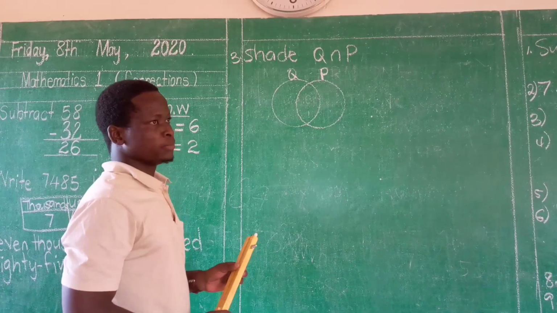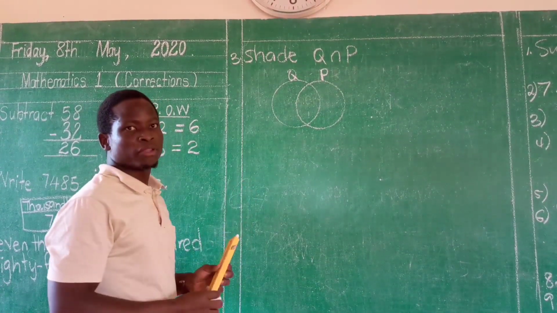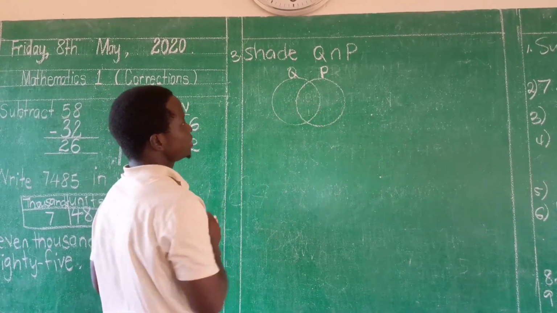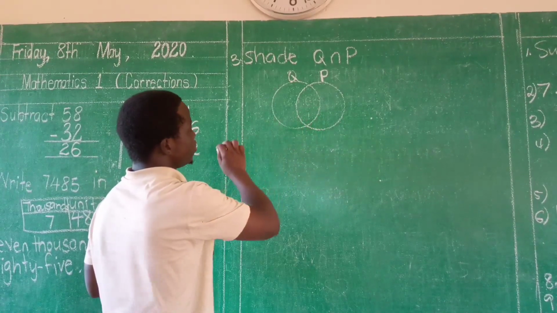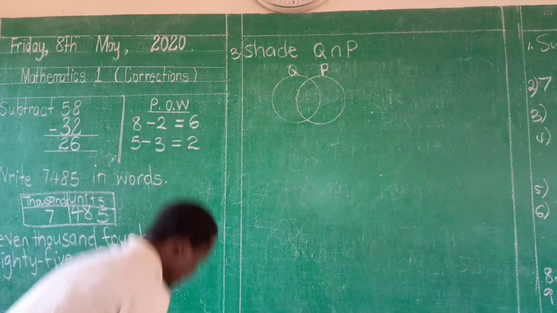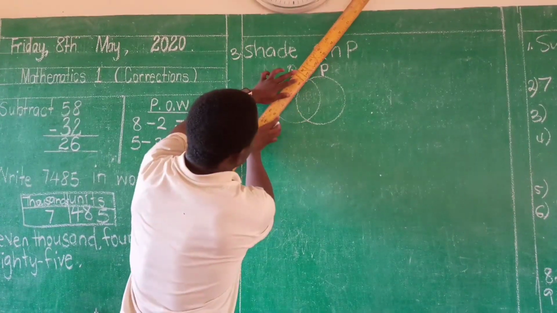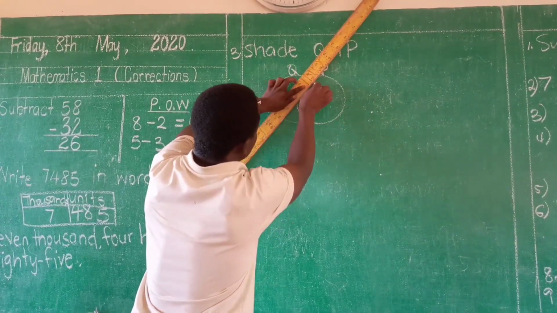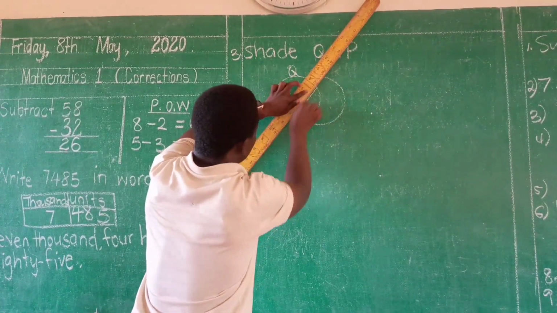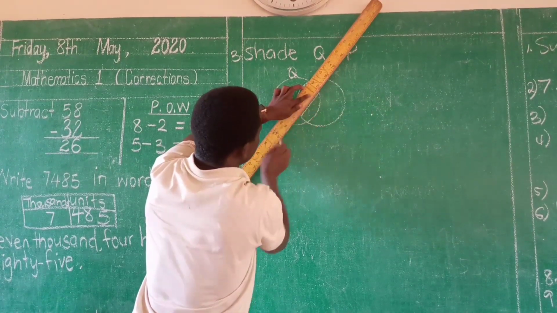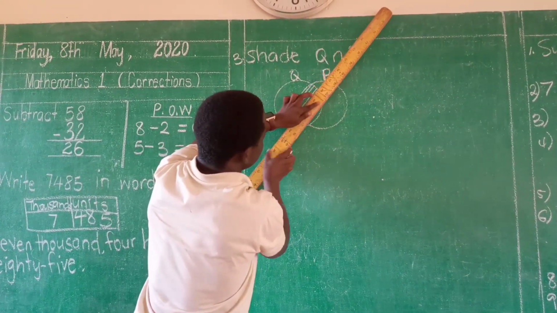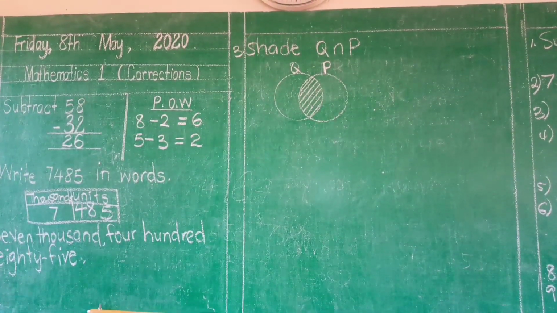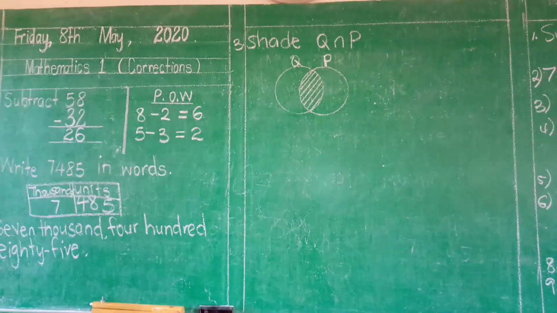Now, intersection means the common region. The intersection region is the common region, the region shared by both set Q and set P, and this is the region in the middle. So you get your ruler and shade this middle part. This is the intersection. The middle part, the part shared by both sets, is the intersection of the two sets, right? Yes. And that's the answer for that question. So let's move to question number 4.